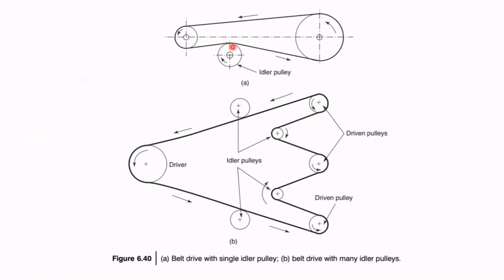And to adjust the power transmission, we are using the idler pulleys. Based on our requirement, we can arrange so many idler pulleys. Here we are arranging only one idler pulley. See this, here we have so many idler pulleys. Four idler pulleys are required to maintain the tension in the belt. This kind of arrangement is called an idler pulley type belt drive.